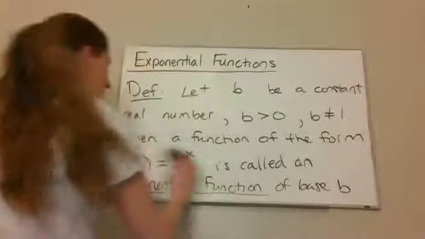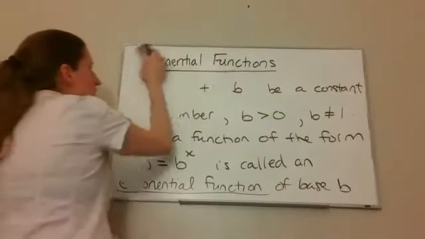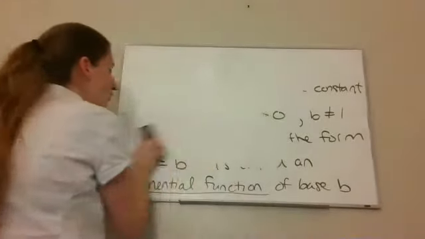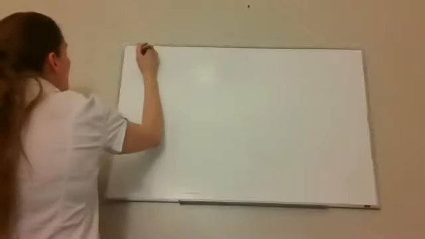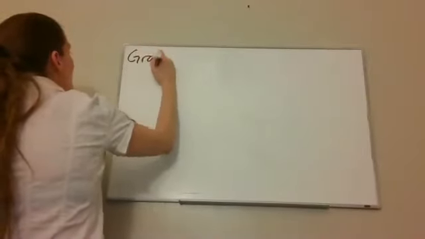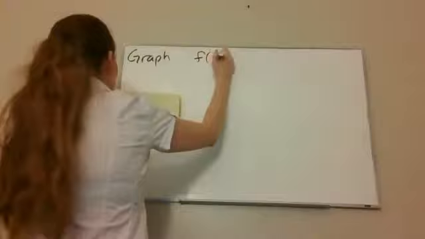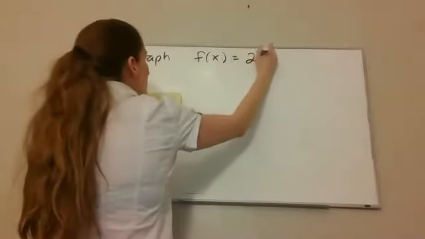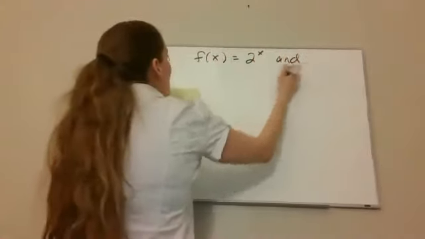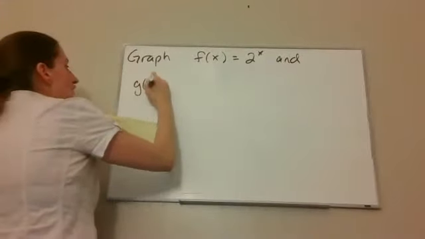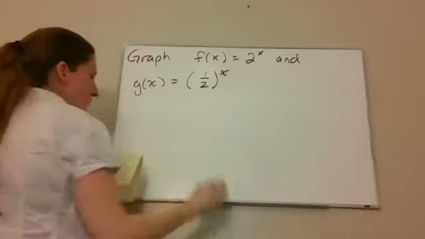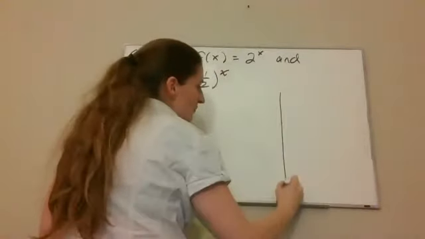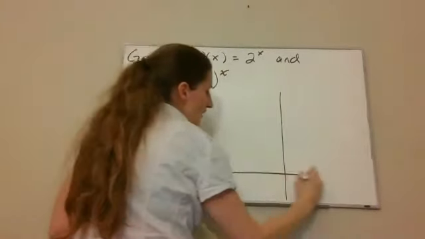So we're going to start by graphing an exponential function so we can see what the graphs of these look like. So we're going to graph 2 to the x, and we're also going to graph 1/2 to the x. And I'm going to put them both on the same exact grid.